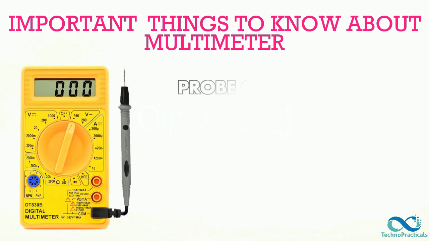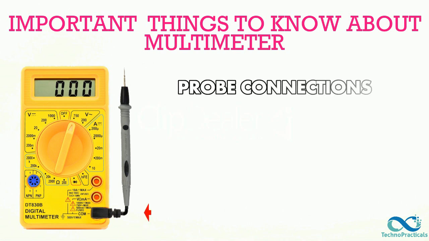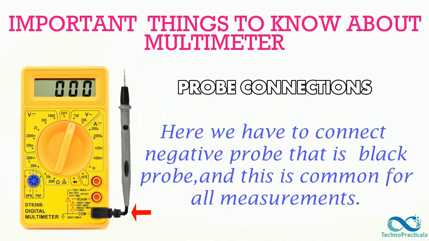Now let's see how to connect probes to a multimeter. The bottom position is for black probe, that is common probe. We can observe common written on the multimeter as well. This position is common for all the measurements. So keep in mind that black probe is always going to be in the bottom position of your multimeter.